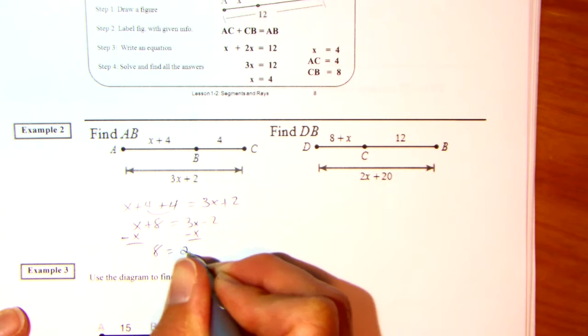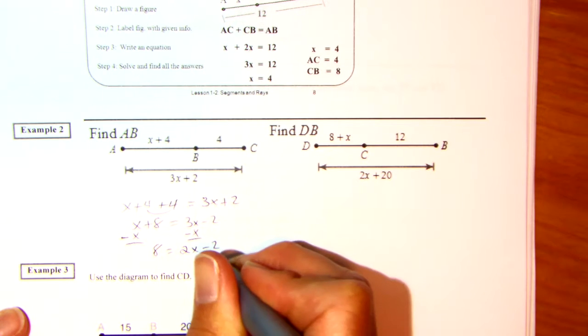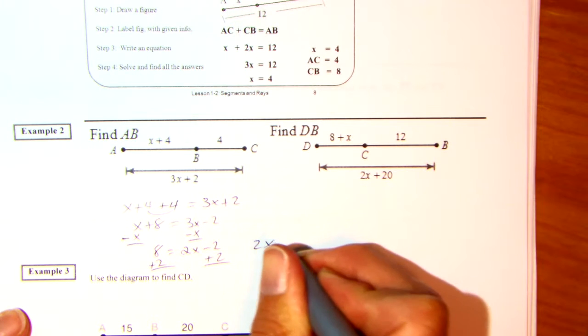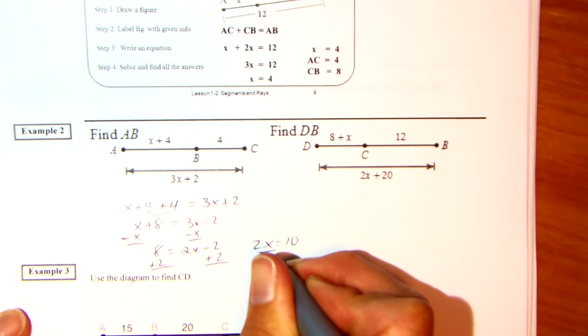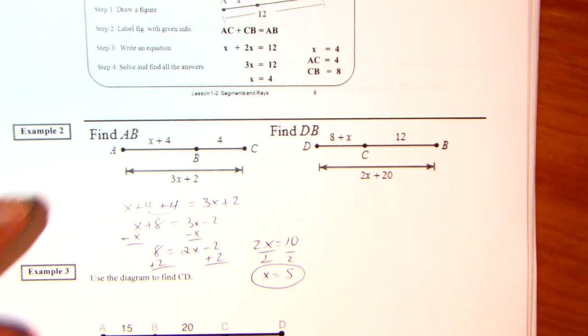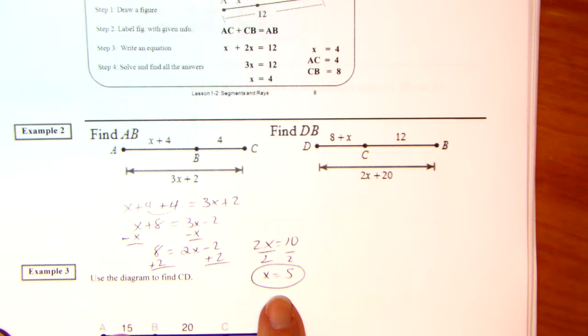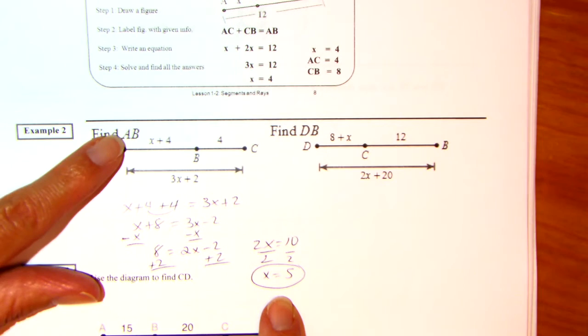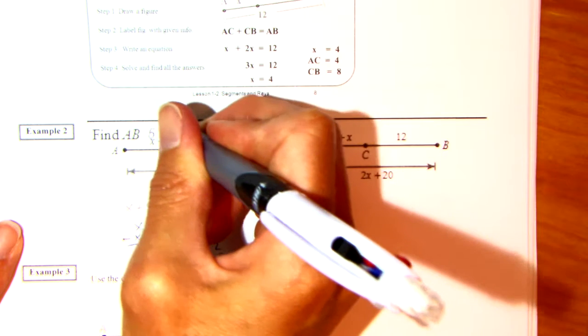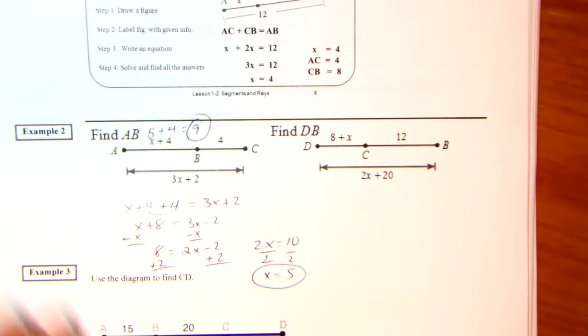8 is equal to 2x minus 2. I want to add 2 to both sides. 2x is equal to 10. Divide by 2. X is equal to 5. So remember, a lot of people stop right there, but they don't actually answer the question. The question says find AB. If x is 5, 5 plus 4 is equal to 9.